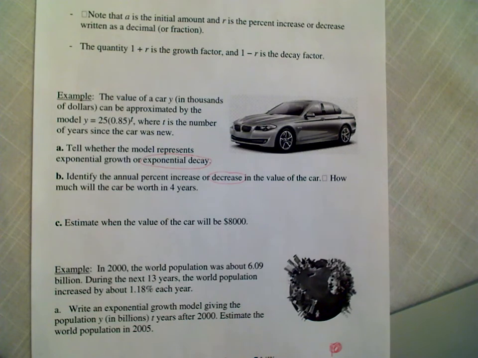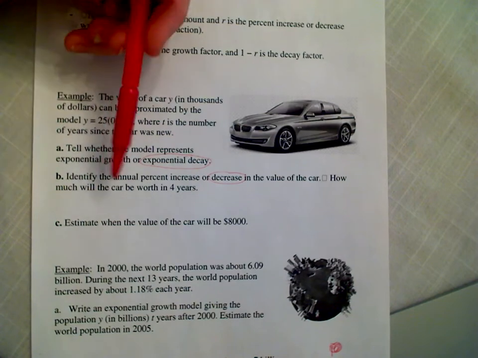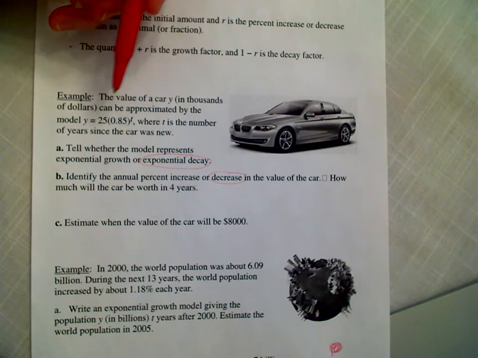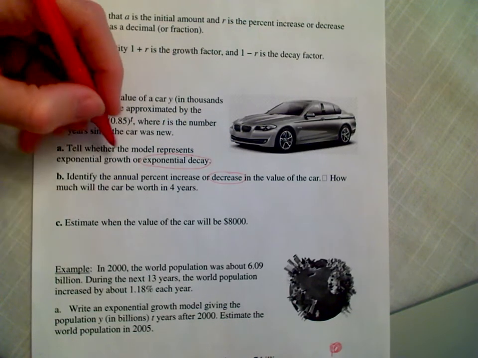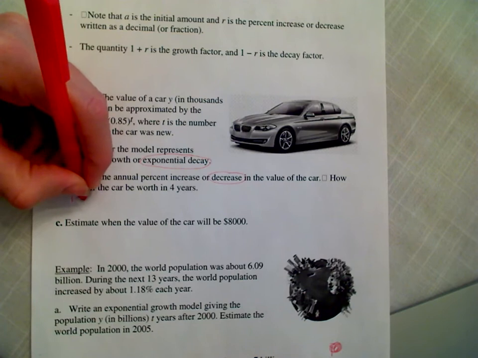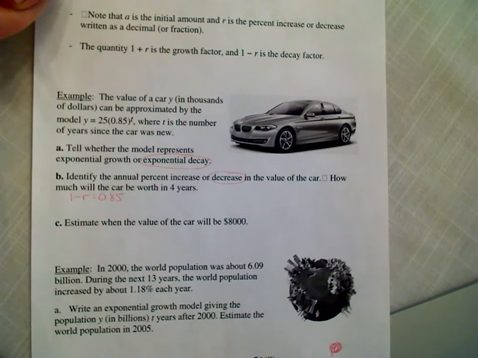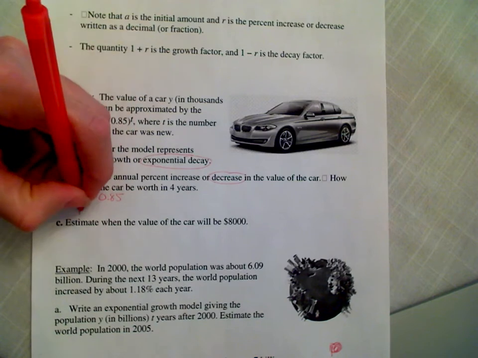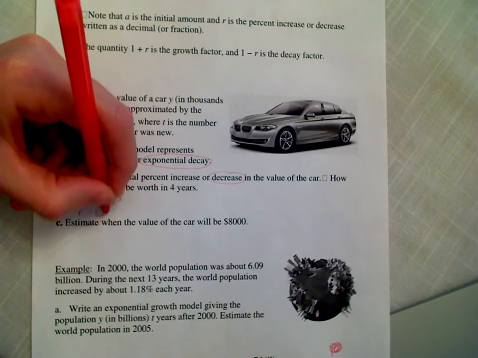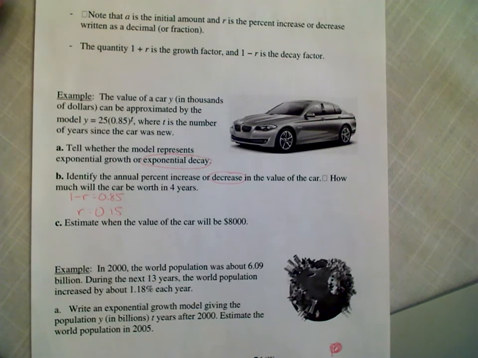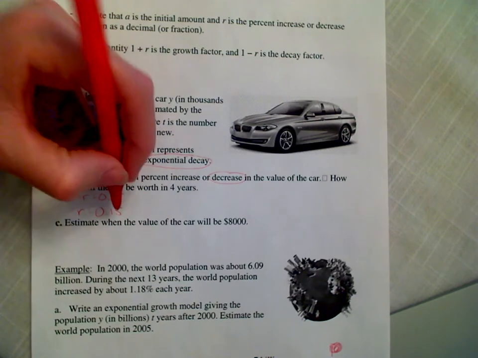How much will the car be worth in 4 years? When it asks to identify the annual percent increase or decrease, in our case decrease, they want to know just the R value. What we know is that 1 minus R, our decay factor, is equal to 0.85. That means your R value is 0.15, because 1 minus 0.15 gives you 0.85.